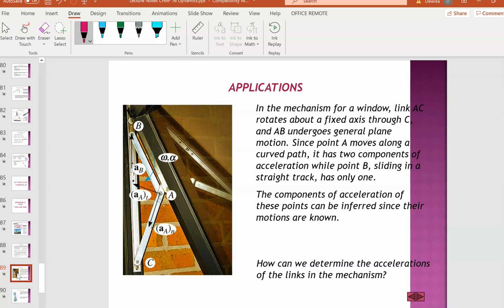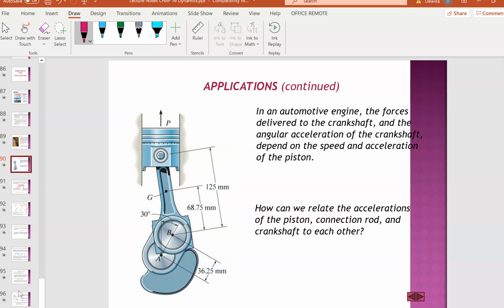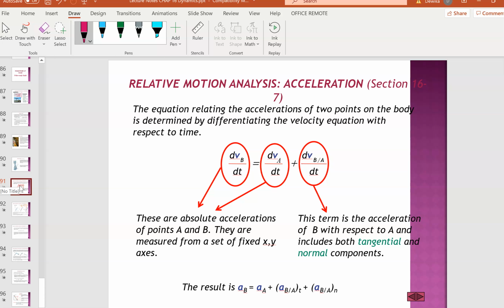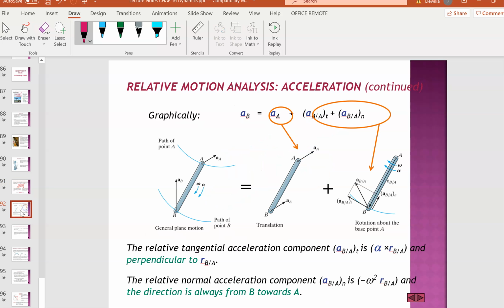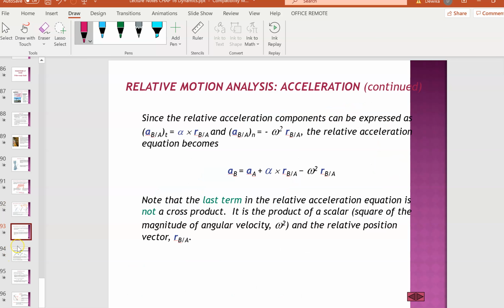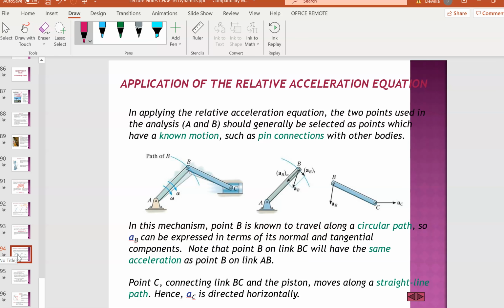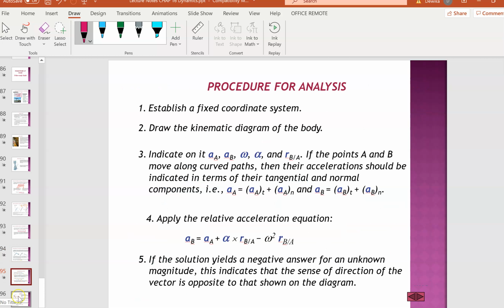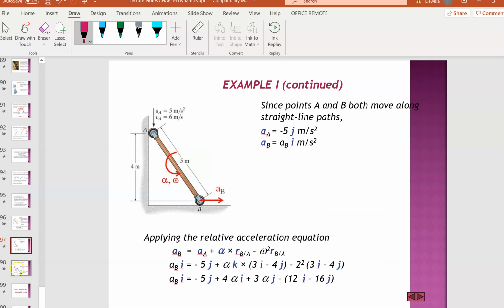Now, of course, when you have to calculate the acceleration, then you have to use this method. The application is almost similar to the velocity, but now we are looking at acceleration. I think you're familiar with this formula from earlier, and now we are going to break this into acceleration components. So finally, when you do your acceleration, this is the final formula that you need to use. Just now was velocity, now is acceleration. The application is the same, but now it is on acceleration. That is the difference.